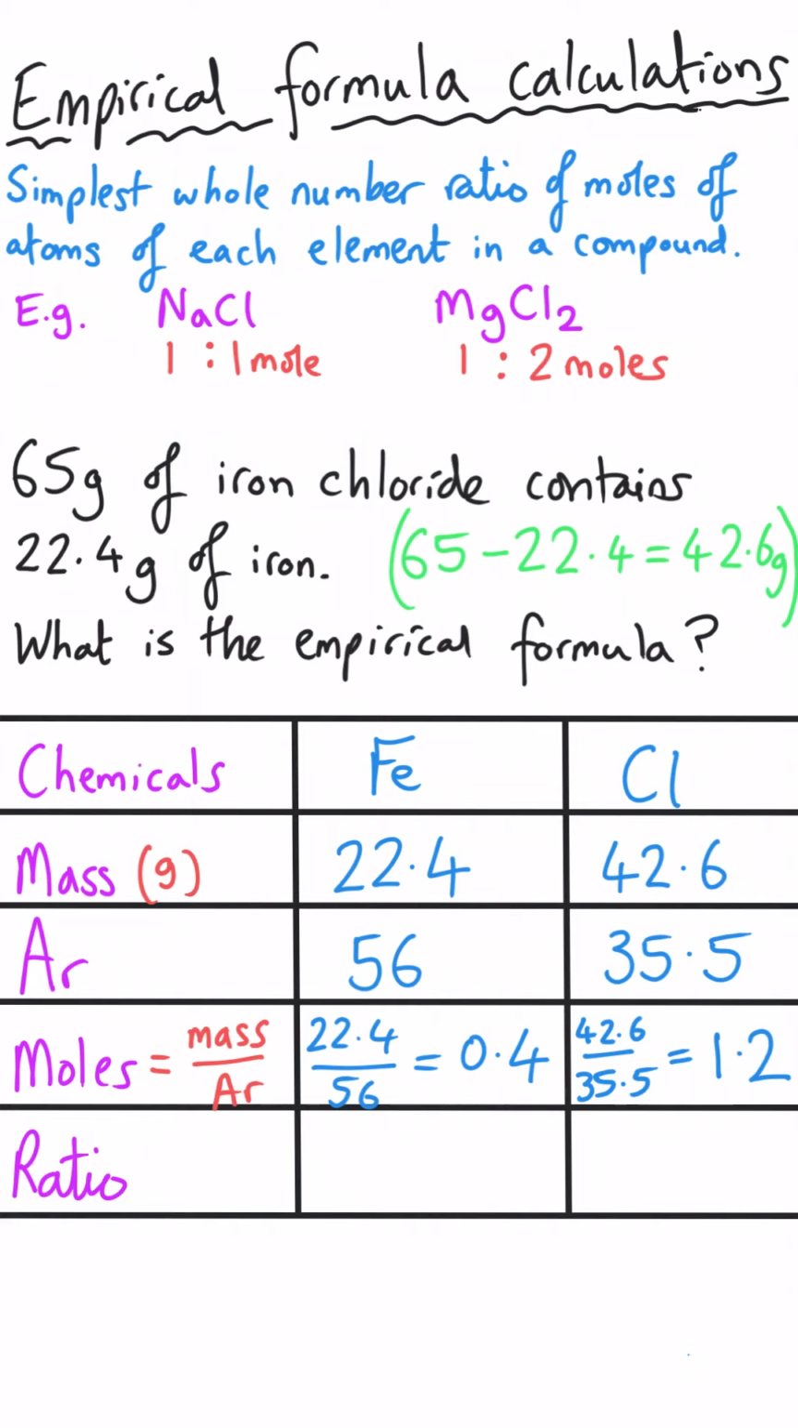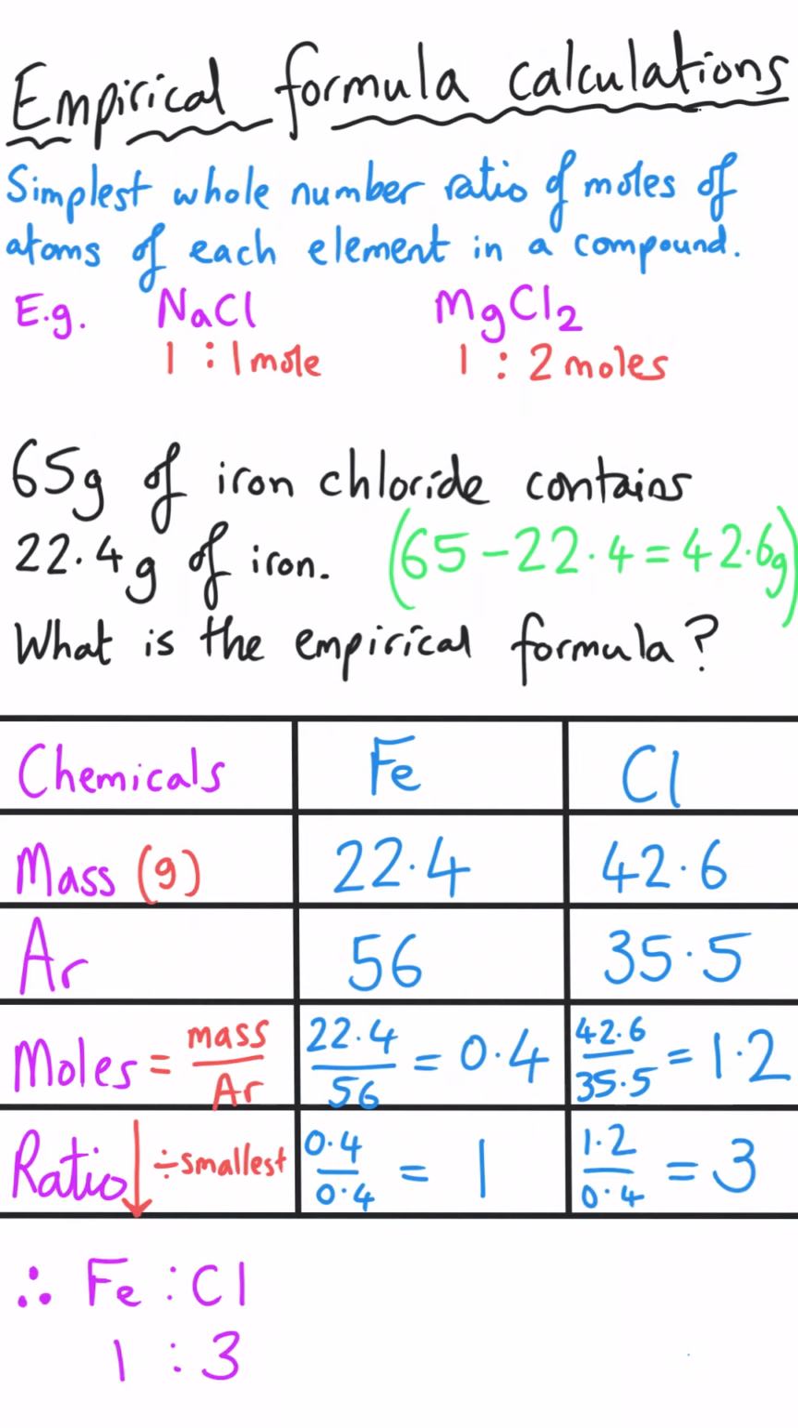And we can probably do this by inspection, but the method that we need to use is to divide it by the smallest. The smallest number here is, of course, 0.4. So 0.4 divided by 0.4 is going to give us 1. 1.2 divided by 0.4 gives us 3. So that means that the ratio of iron to chloride is 1 to 3. And that means that the empirical formula for iron chloride is FeCl3.